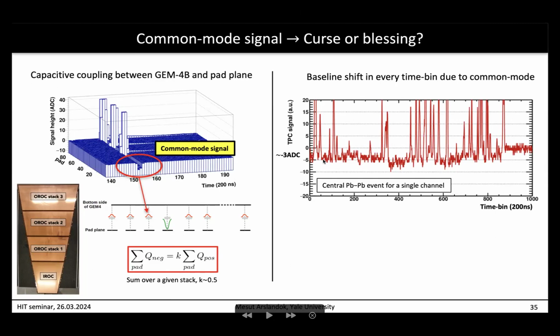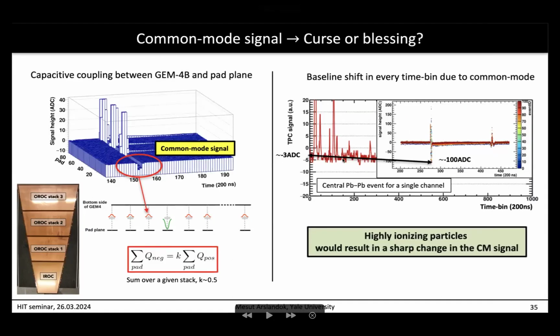And this we corrected online in the hardware. And while we are correcting it, we already calculated my baseline shift. And then look at this, for example. This is a laser signal. And you see my mean baseline is on the level of 3 ADC counts in a central dead event. But if there is a gigantic signal, then it is going to be 180, like 100 ADC.